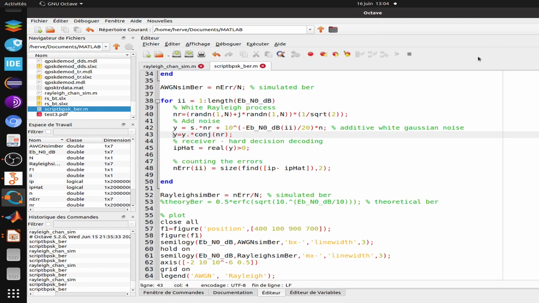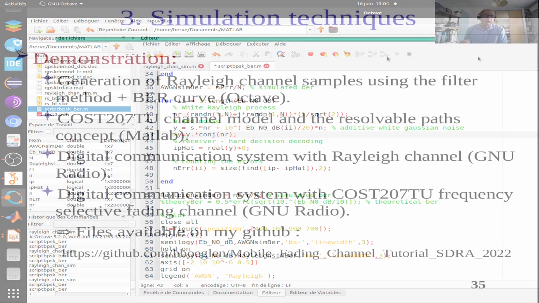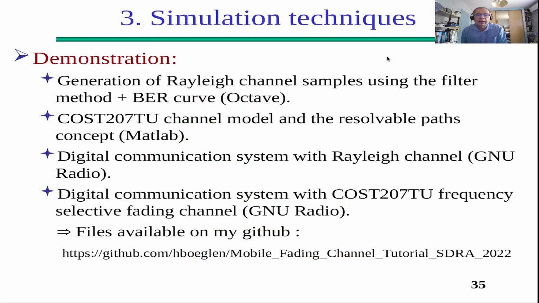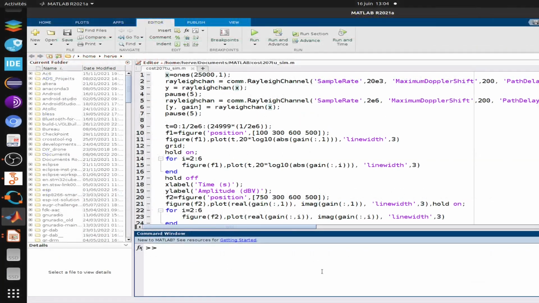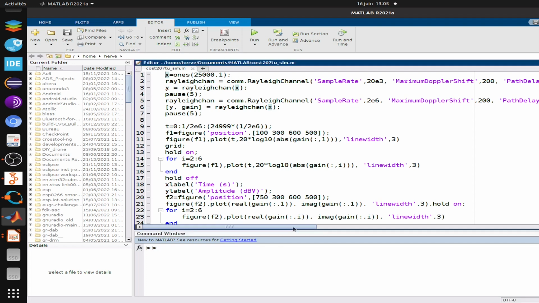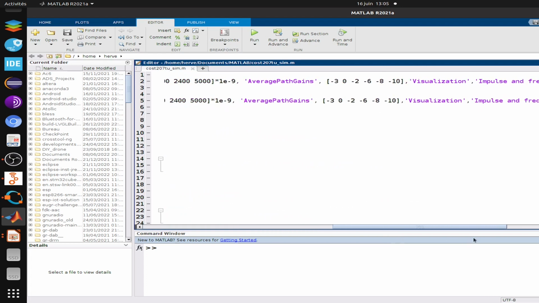So now let's have a look at what's happening with MATLAB. I'm going to use MATLAB and the communication toolbox. I want to show you the concept of resolvable path. So I generate two channel samples for a Rayleigh channel, which is frequency selective because I've got 6 paths.